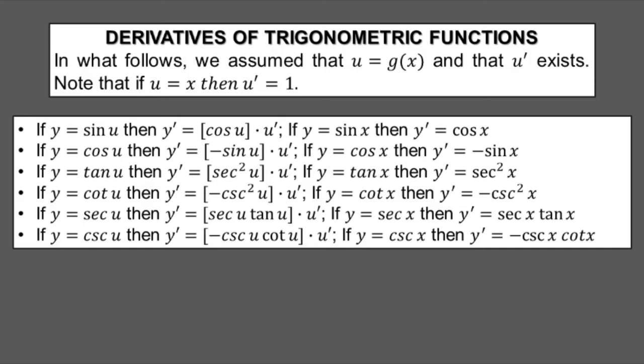If y equals secant u, then y prime equals secant u tan u dot u prime, same as if y equals secant x, then y prime equals secant x tan x. Lastly, if y equals cosecant u, then y prime equals negative cosecant u cotangent u dot u prime, same as if y equals cosecant x, then y prime equals negative cosecant x cotangent x.